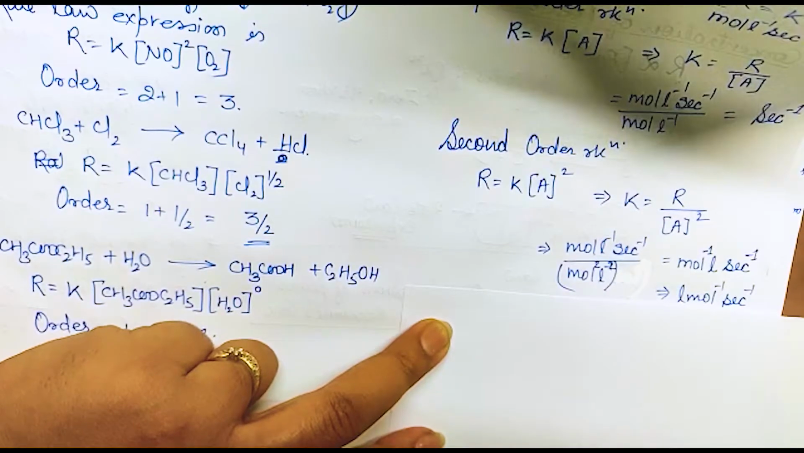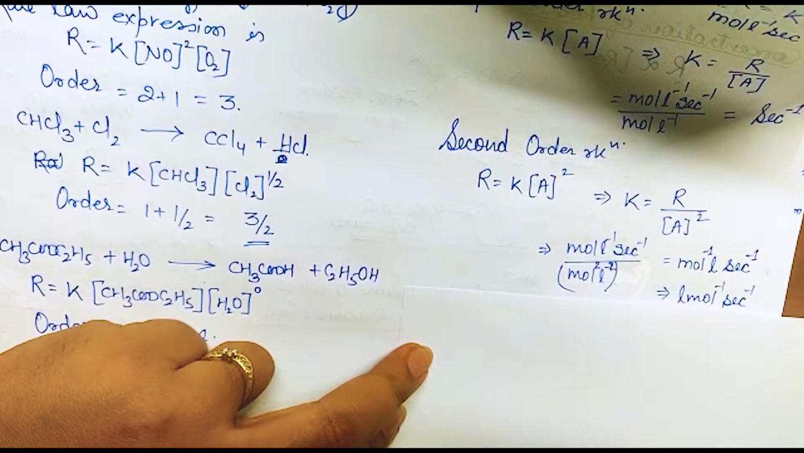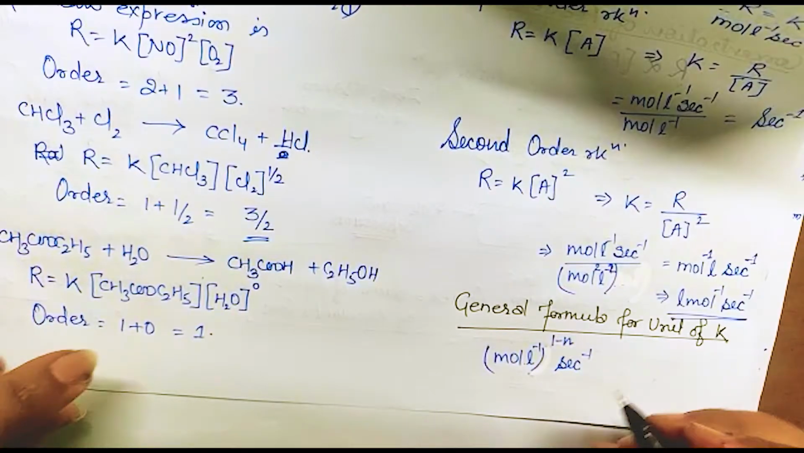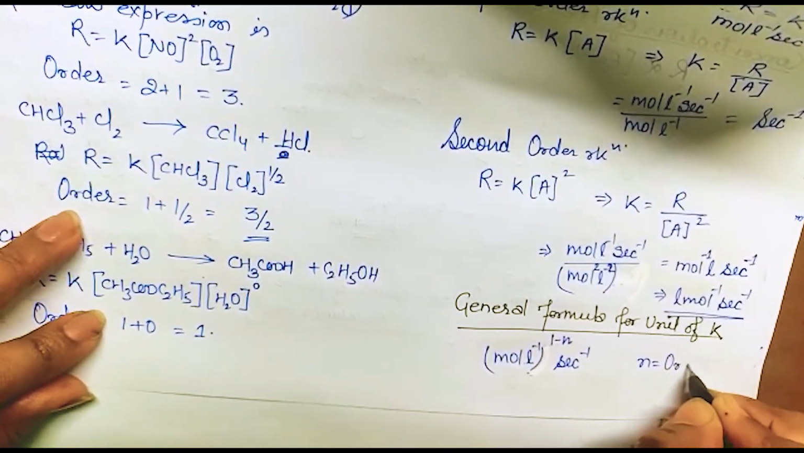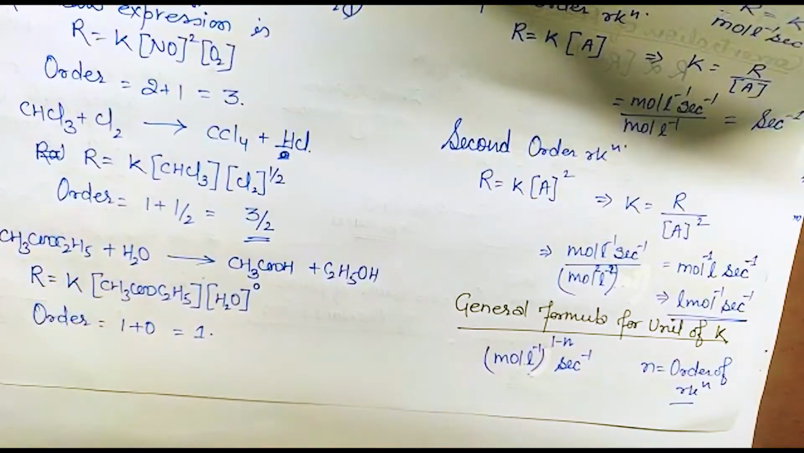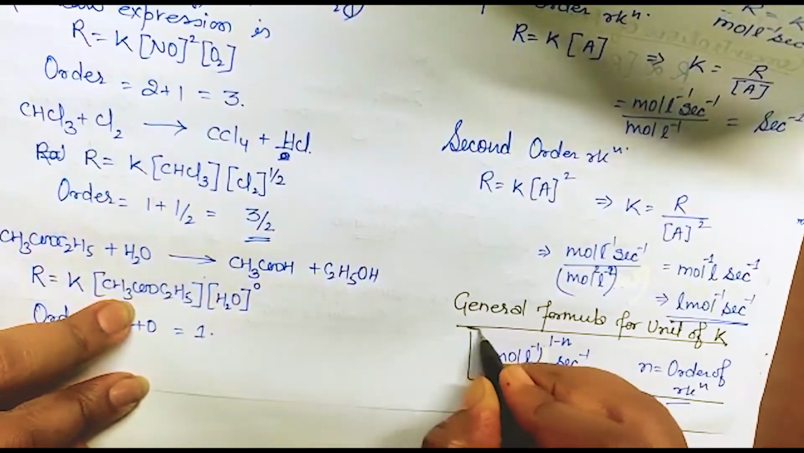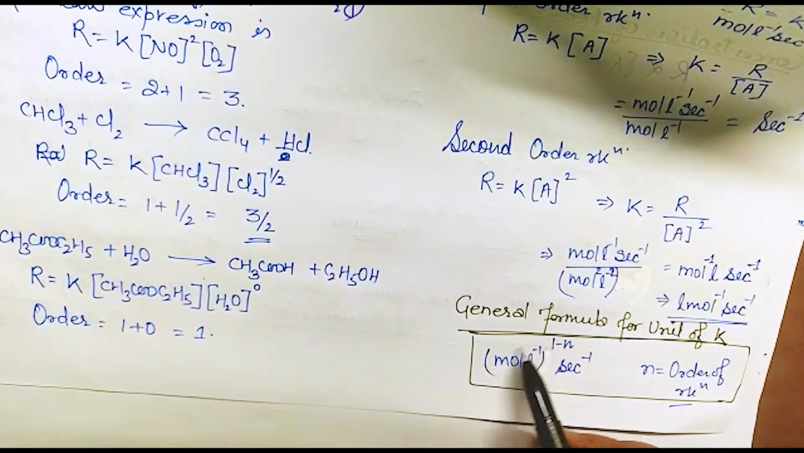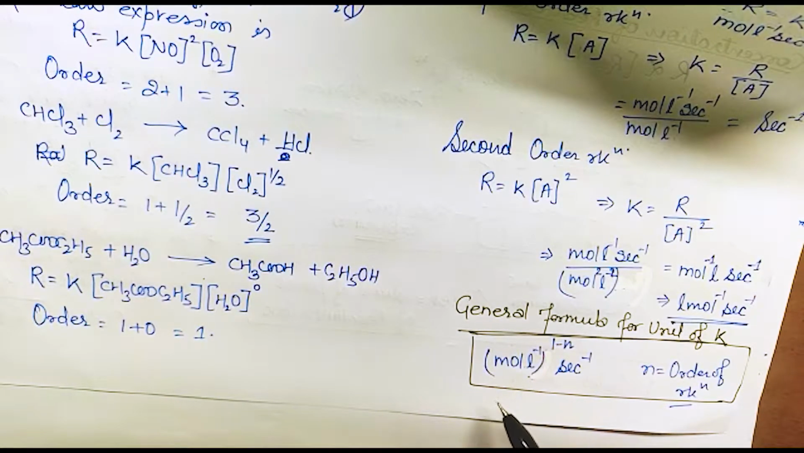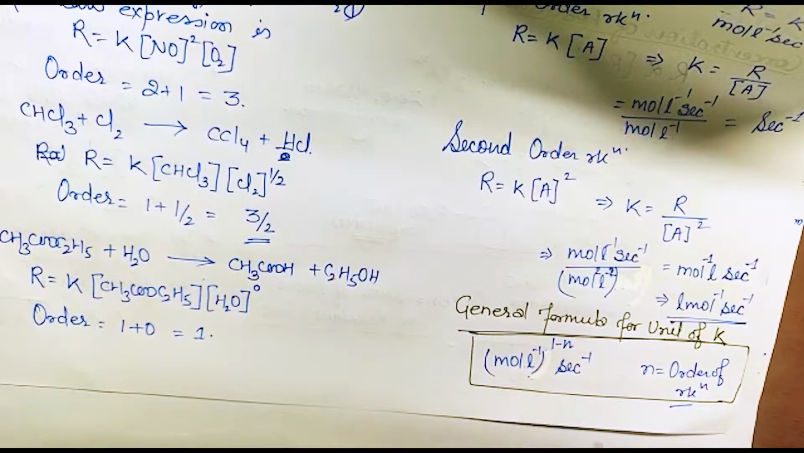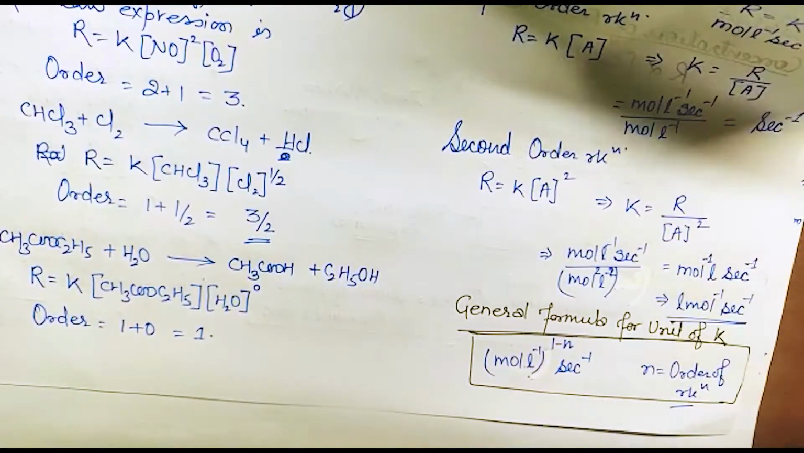So there is a general formula for order of reaction also. We can find the order of reaction with the help of that formula, which is mole per liter to the power 1 minus n per second. This n is equal to the order of reaction. So you can find it easily. If the order of reaction is 1, then 1 minus 1 is 0, so the whole power is 1 and the unit is per second. So for first order it will be per second. For zero order, 1 minus 0, so mole per liter per second. Like this we will get.